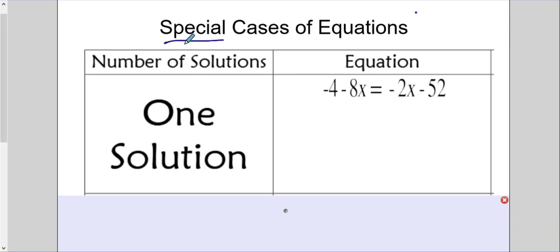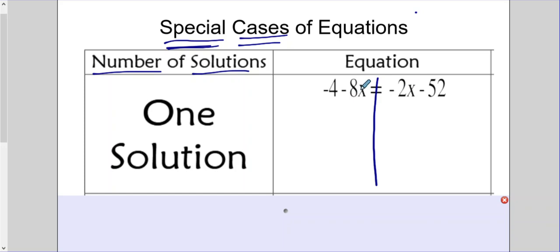Here we're going to be talking about the special cases of these types of equations. When I say special cases, I really mean that the number of solutions is going to vary. This only really happens when we have variables on both sides of the equal sign. So I'm going to solve these three different types and show you what these different answers might look like, just to compare them.